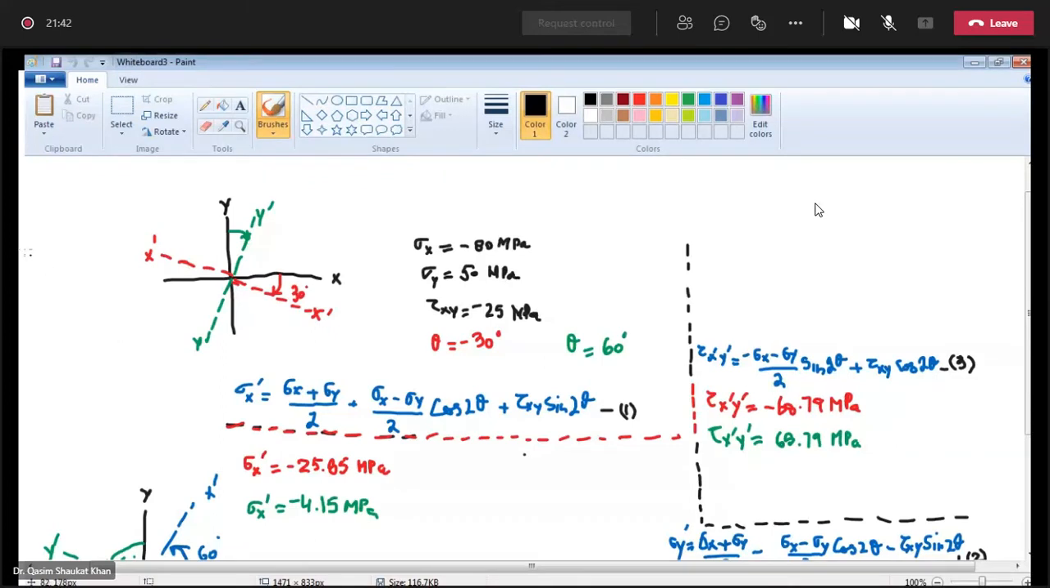So sigma x dash is equal to sigma x plus sigma y over 2 plus sigma x minus sigma y over 2 cos 2 theta plus tau xy sine 2 theta. So can you please put the values of sigma x as minus 80, sigma y as 50 and tau xy as minus 25 megapascals. And theta is minus 30. So can you please calculate sigma x dash?